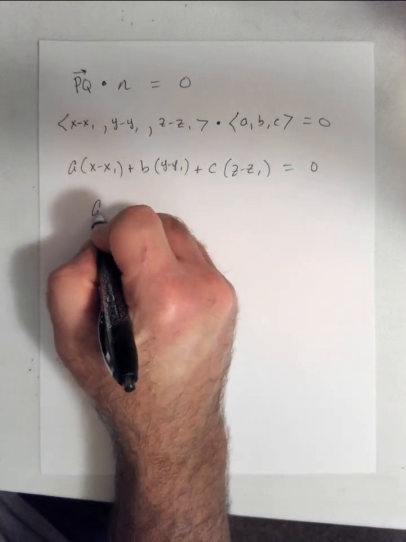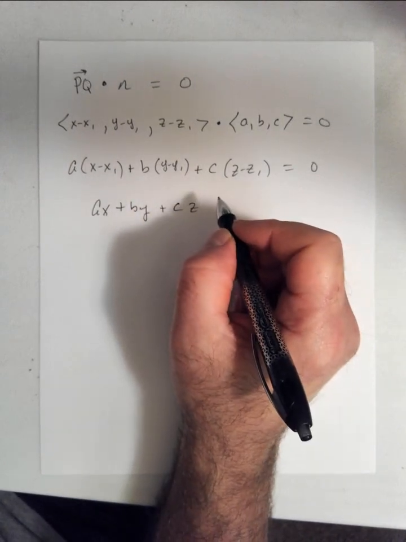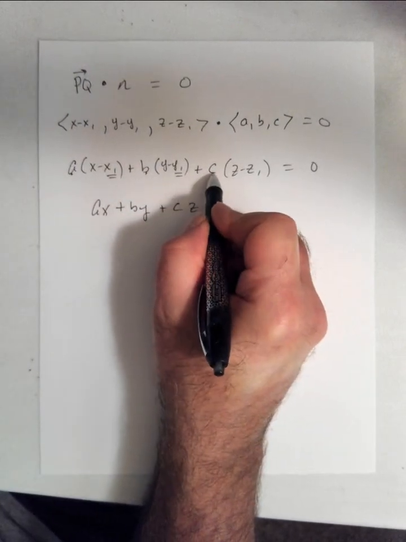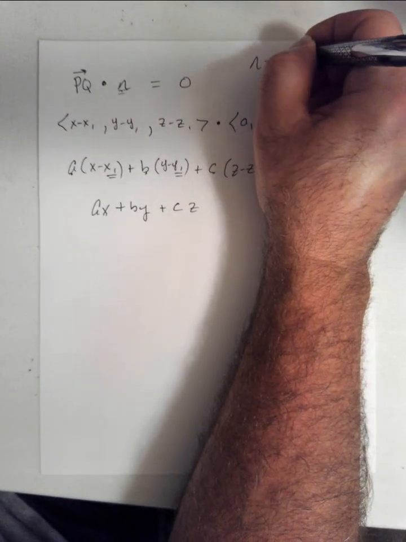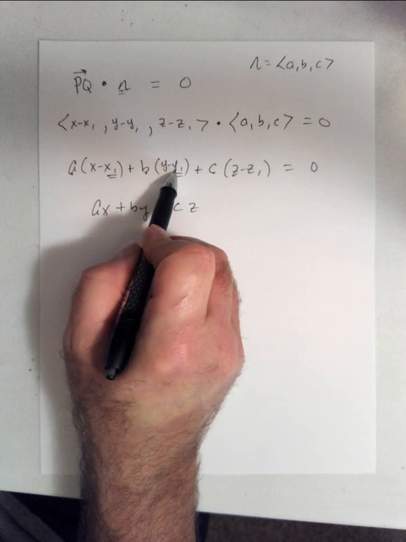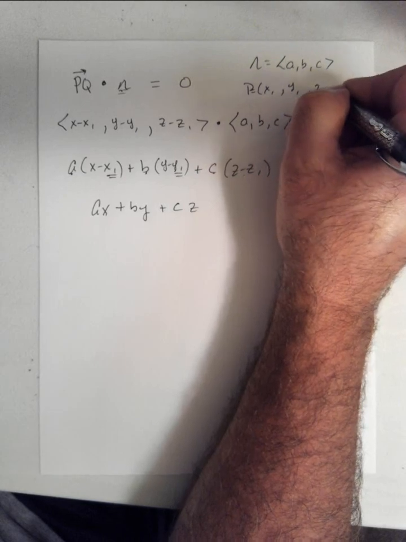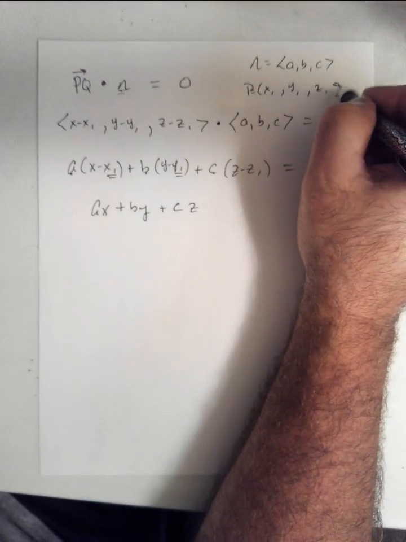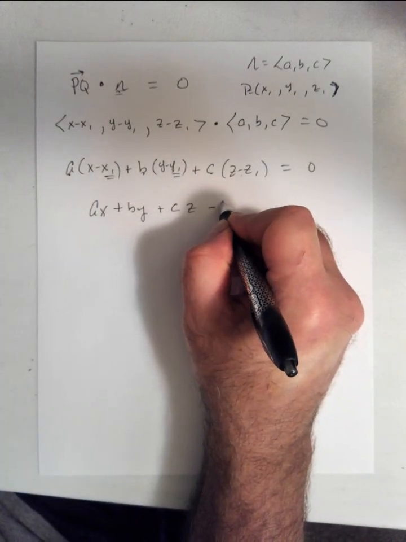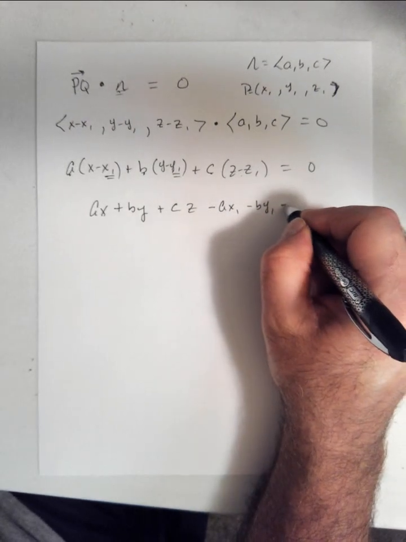So doing a little algebra now, we got ax plus by plus cz. And don't forget, this a, this b, and this c are coming from your normal vector, right? That's what n is. Those are numbers. And the x1, y1, z1 is the point p, right? That'll be given to you. And those are numbers. I'll show you how that all works in a minute. So, what else do we have here? We have a negative ax1, a negative by1, and a negative cz1.